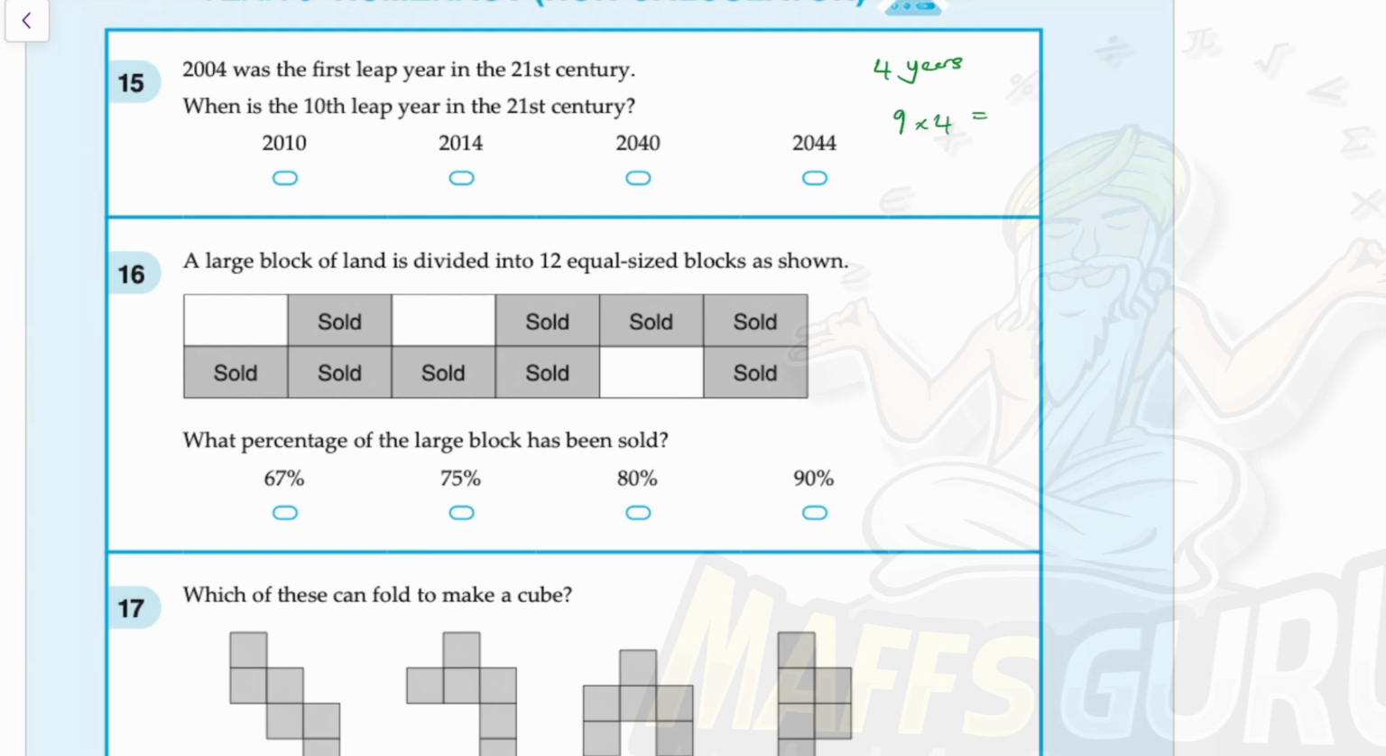So 9 times 4 is 36. So I'm going to add 36 onto 2004. And notice how the questions are getting that little bit more tricky. So it would be 2040, right? Lots of other ways of doing this.